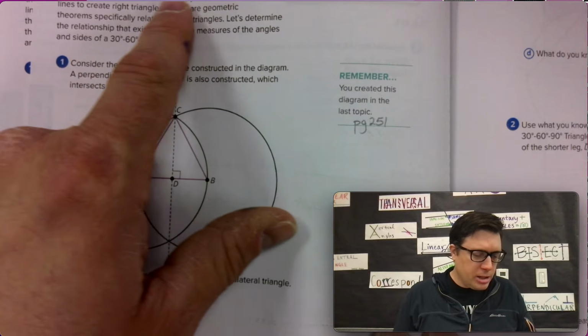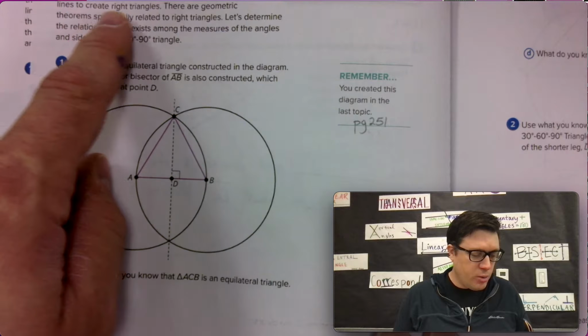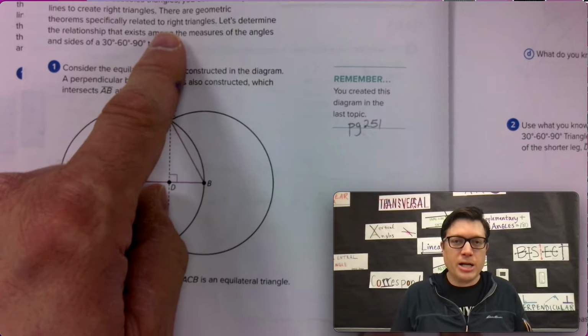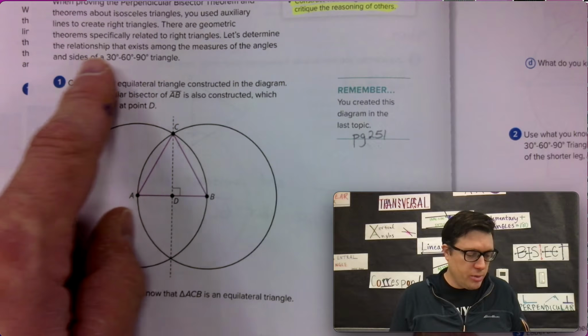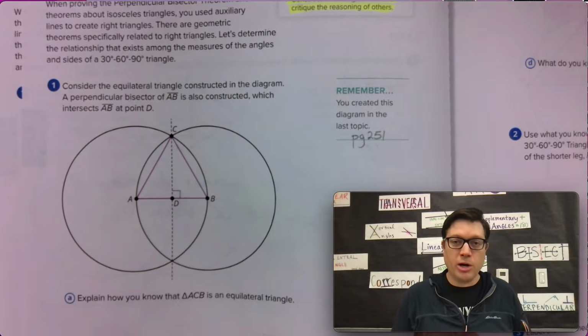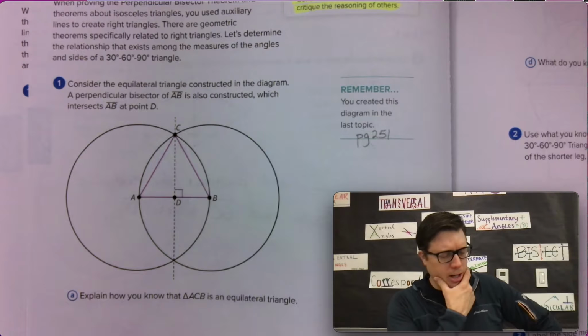When proving the perpendicular bisector theorem and theorems about isosceles triangles, you used auxiliary lines to create right triangles. There are geometric theorems specifically related to right triangles. Let's determine the relationship that exists among the measures of the angles and sides of a 30-60-90 triangle. That's the triangle we're looking at today. Consider the equilateral triangle.